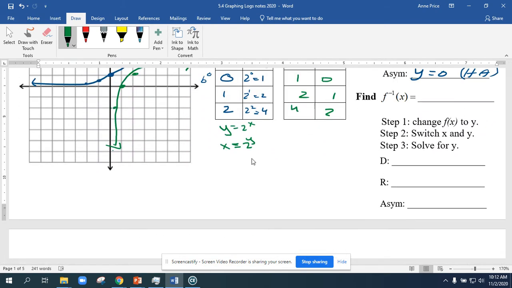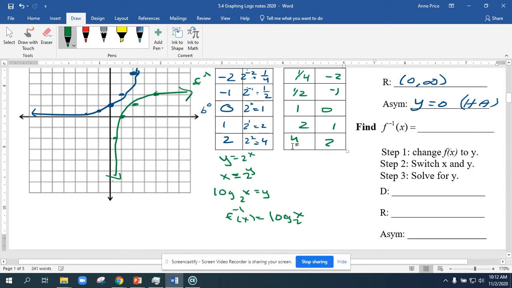So that our base is 2. So this is going to become log base 2 of x equals y. Now that y is temporarily placed in there, but it is actually f inverse of x. So I'm going to rewrite that as log base 2 of x. So that's going to be our equation that we have graphed in green. Okay, so I'm going to write that up here as log base 2 of x.